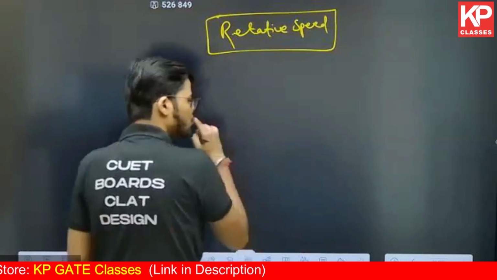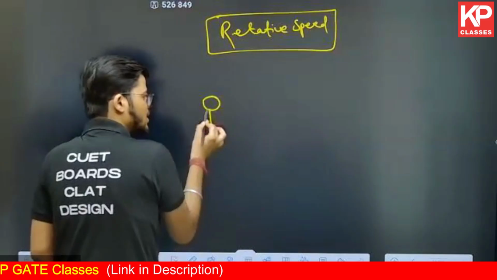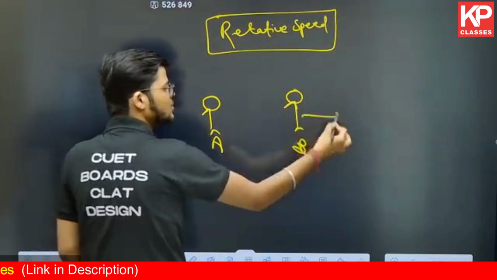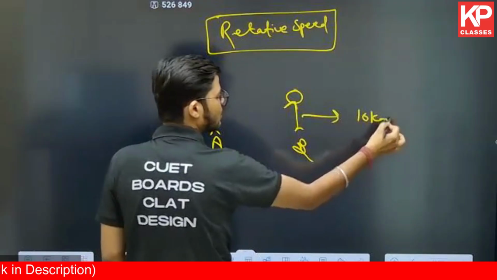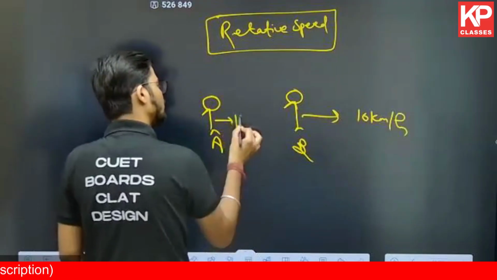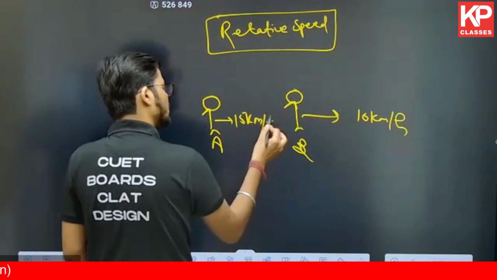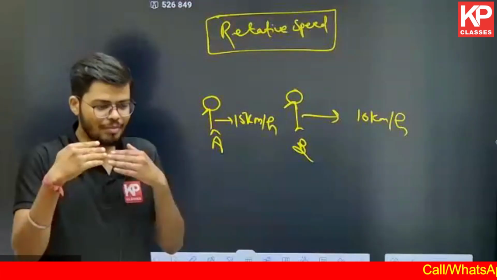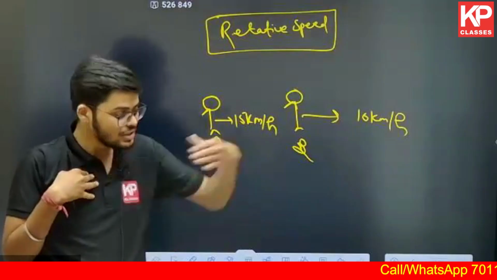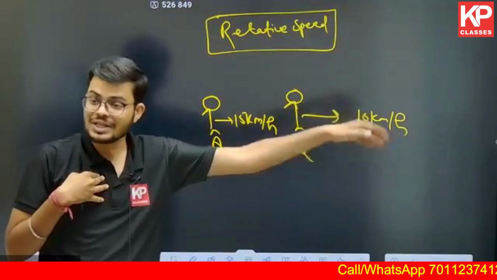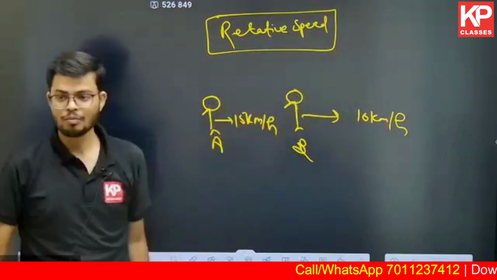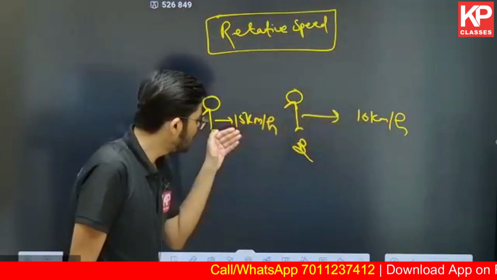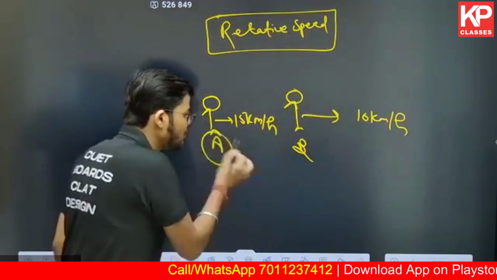Relative speed is what? For example, I am Mr. A. I am running behind Mr. B. Mr. B is going at 10 kilometer per hour, and I am going at 15 kilometer per hour. When I say I am running at a speed of 15 kilometer per hour, that means my speed with respect to a standing object is 15. But here both are running in the same direction. He is going at 10, I am going at 15. So what is the speed of A with respect to B?